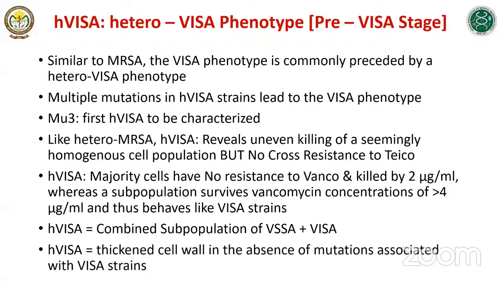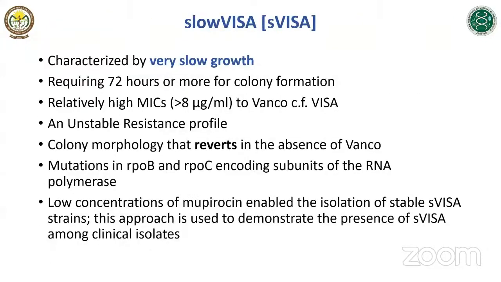In the H-VISA, like I said, only thickening of the cell wall is happening in the absence of mutations associated with the VISA strain. So H-VISA is only the thickening of the cell wall, and VISA is the additional mutations that add on to the H-VISA to create a higher MIC for vancomycin.